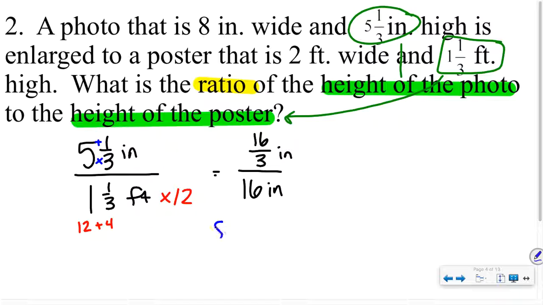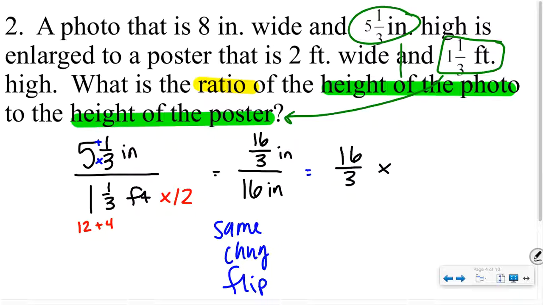So, Janessa said same change flip. I forgot the E on. This stays, I know, and I forgot the A too. This stays the same, 16/3. Change your sign, because we're multiplying, by the reciprocal. What's the reciprocal of 16? 1/16. So we're taking 16/3 times 1/16.